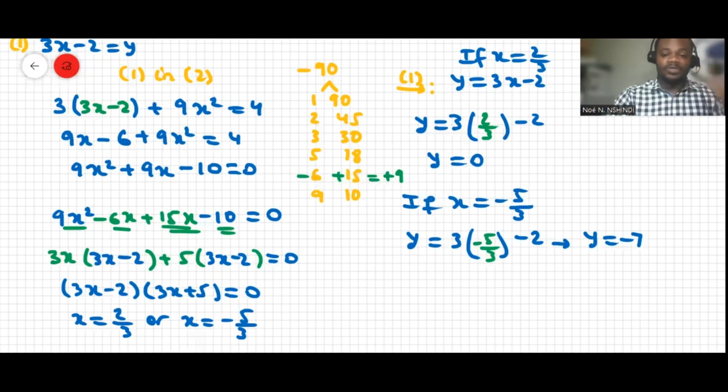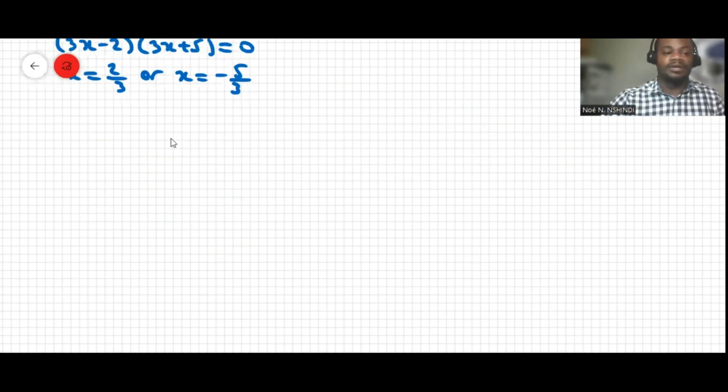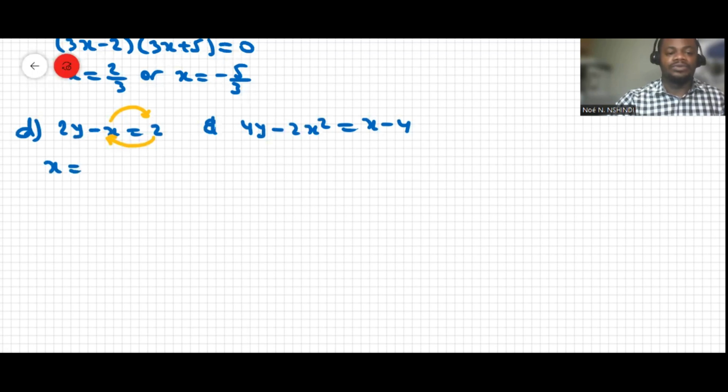Now we can also do question D, on the right here. D is given by 2y minus x equal to 4y minus 2x squared equal to x minus 4. I think it's going to be easier if I move the negative x over and the negative 2 there. This will be x equal to 2y minus 2.